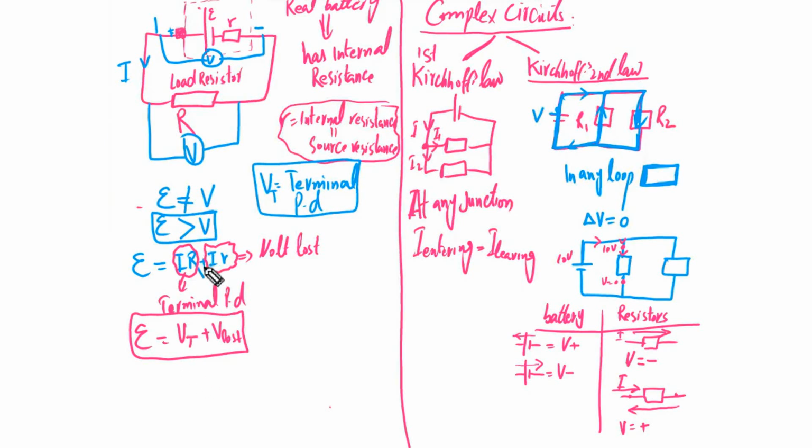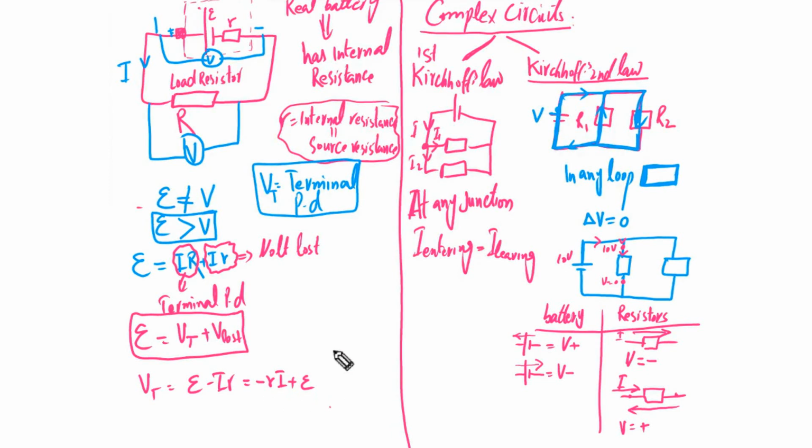And this formula we can also rearrange. If we write it in this form, we can say VT is equal to E minus I times R. Again we can rearrange this: VT is equal to minus R times I plus EMF.